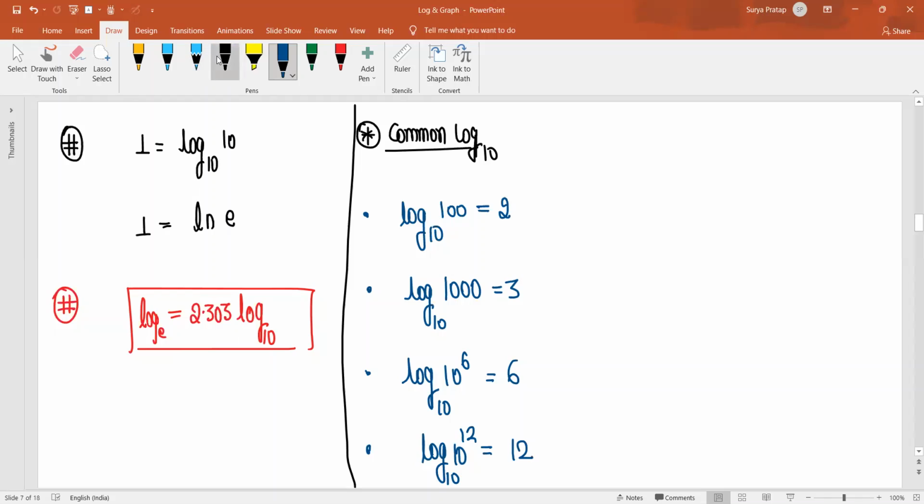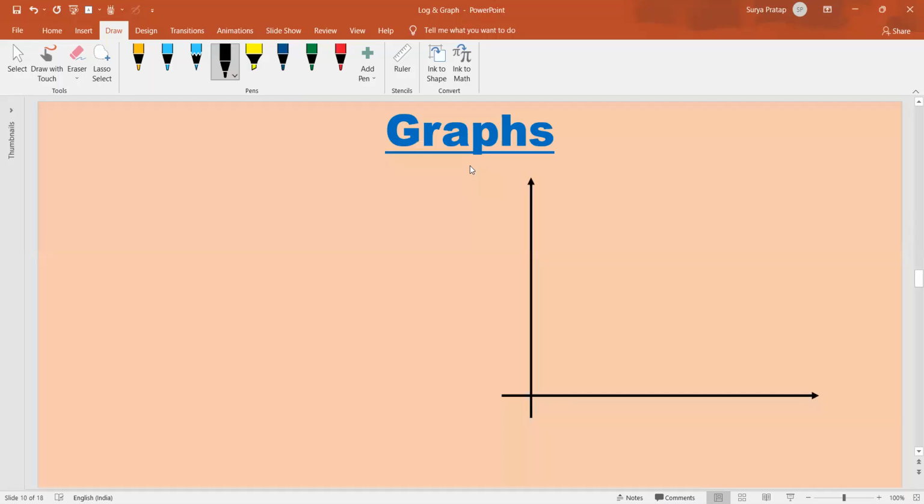Now you can use these terms vice versa. You can even write 2 as log base 10 of 100. You can even write 6 as log base 10 of 10 raised to the power 6. So use them according to our suitability and our requirements. So these were all the conditions related to logs. Now let's discuss some properties associated with the graph, and then we will solve some more questions on the basis of log ideas and some other factors as well.